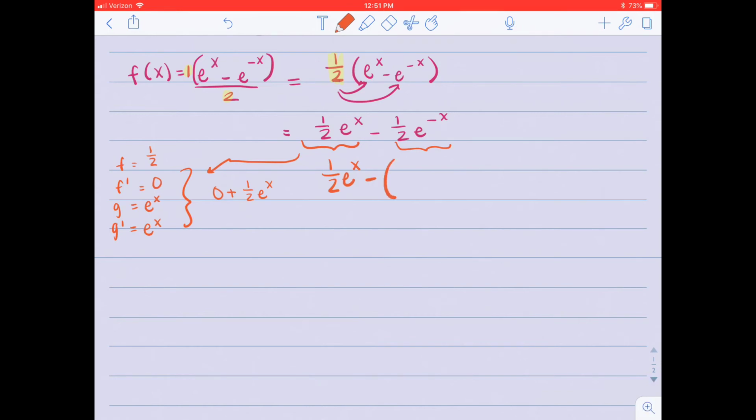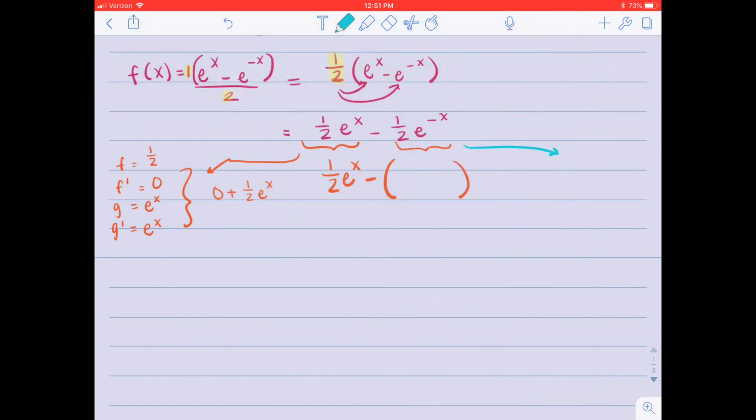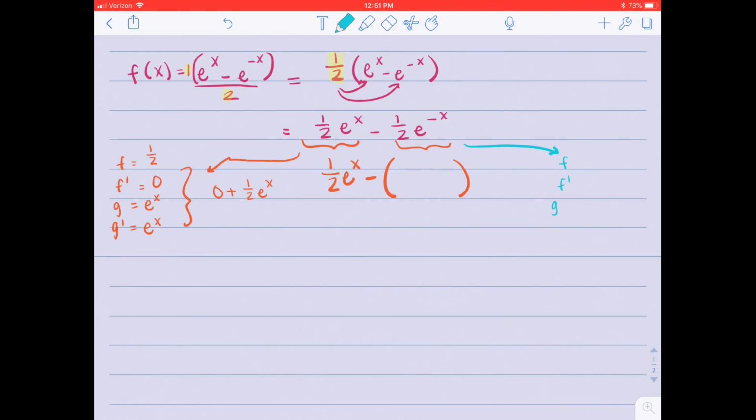Minus, and now I'm going to find the derivative of the second term. So I'll do that over here in blue. So same idea, do f prime, g prime. F is 1/2, g is e to the negative x. So f prime is going to be 0, but g prime is going to require, because this is a negative x, some u substitution. So now I've got to go off again, and I've got to say, all right, let u equal negative x. So now my function is e to the u. So u prime is going to equal -1.